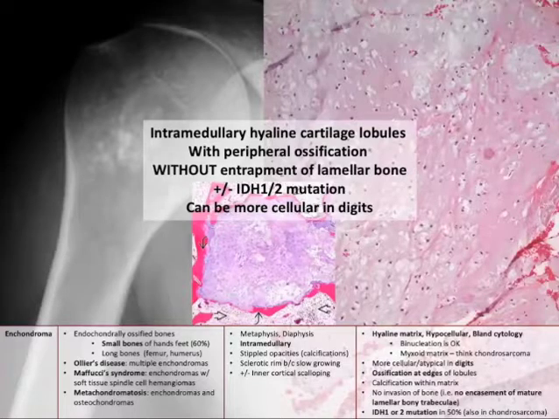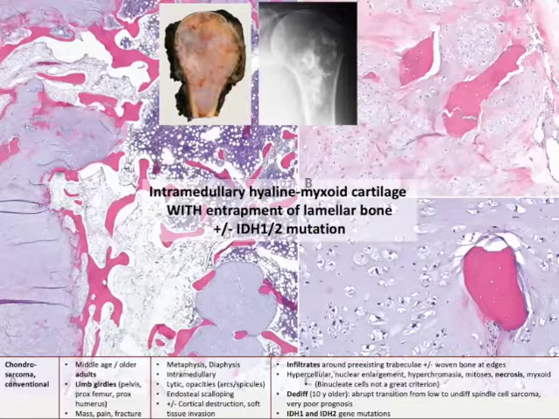Okay. Enchondroma is, of course, your benign intramedullary growth of cartilage that can happen in long bones, that can happen in small bones of the hands and feet. It pushes the bone aside, so it has peripheral ossification without actual entrapment of lamellar bone. In the digits, these can be much more highly cellular, so don't overdiagnose these necessarily as chondrosarc in the digits. Both benign and malignant cartilaginous neoplasms can have IDH1 and 2 mutations, so that will tell you that it's cartilage, chondrosarc, rather than chondroblastic osteosarc, but it won't tell you whether it's benign or malignant. So IDH, cartilage, not benign or malignant.